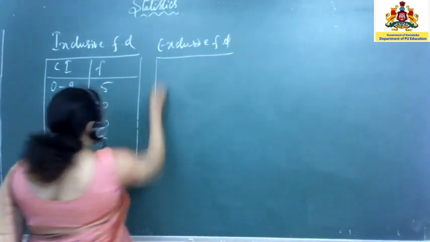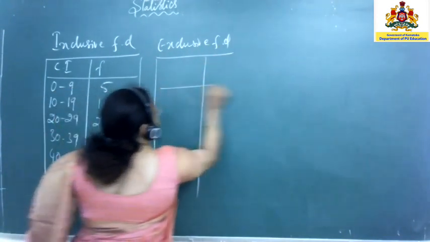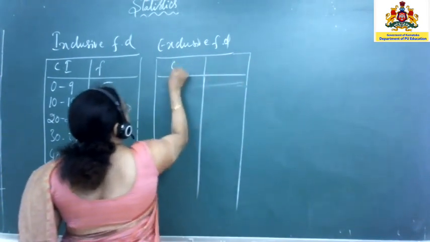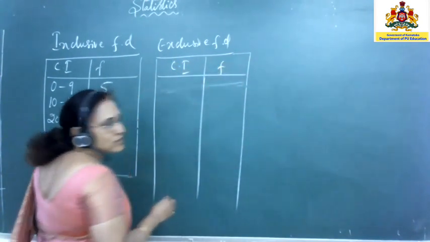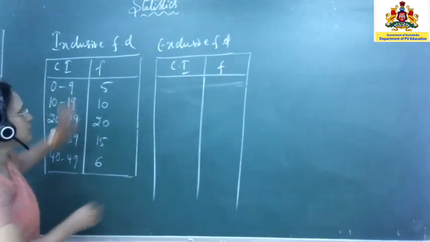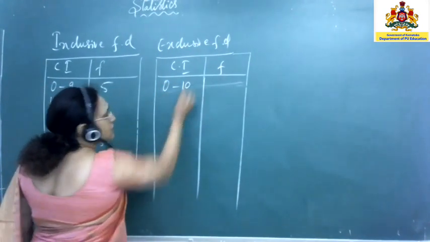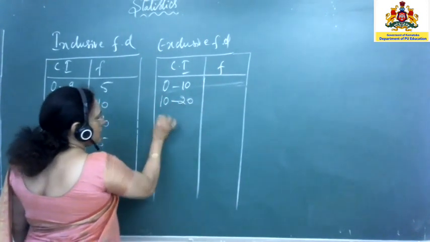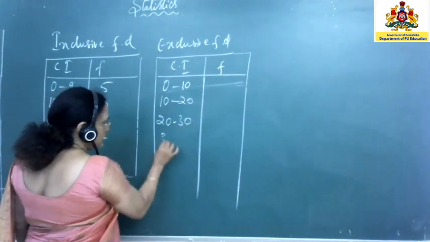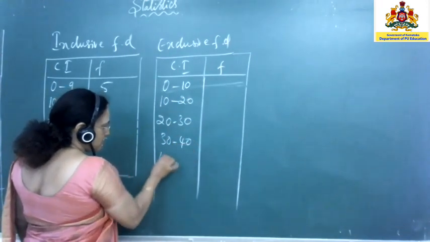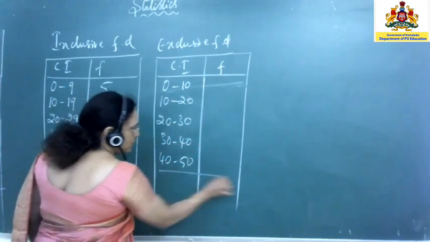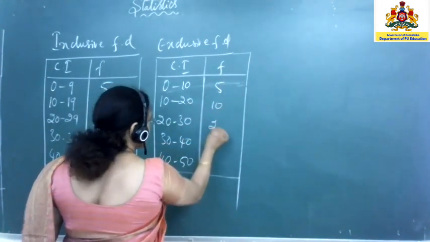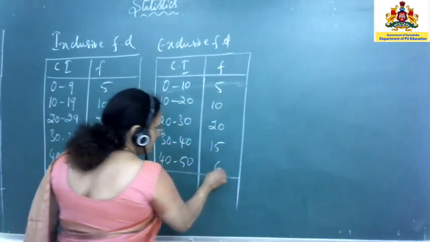Okay. Now, if that is the case, see, the first column class interval will be like this. So 0 to 9, instead of that I can write it as 0 to 10. The number will be repeated. So this will be 10 to 20. Now next you have 20 to 30. Now next one 30 to 40. So next you may have 40 to 50. So I can just write down the same numbers 5, 10, 20, 15 and 6.